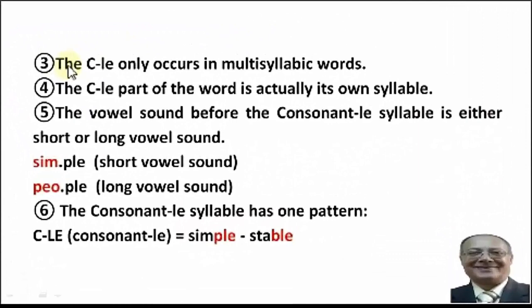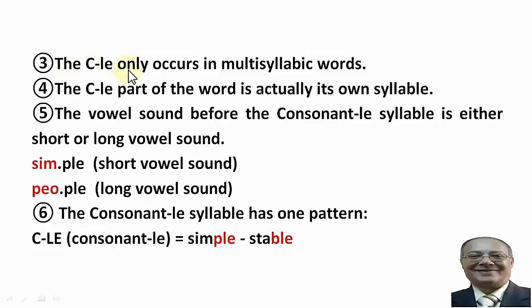The CLE syllable only occurs in multisyllabic words. The CLE syllable part of the word is actually its own syllable. The vowel sound before the consonant-LE syllable is either a short or long vowel sound. Simple, short vowel sound. People, long vowel sound. The consonant-LE syllable has one pattern, CLE, where C stands for consonant, and LE. Simple, staple.